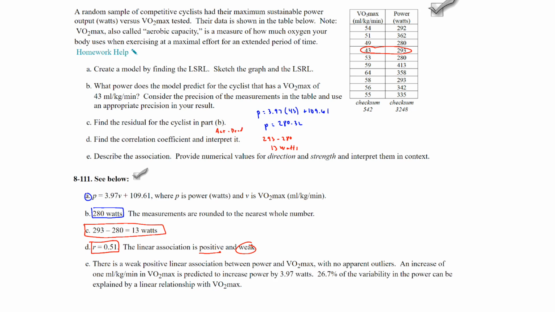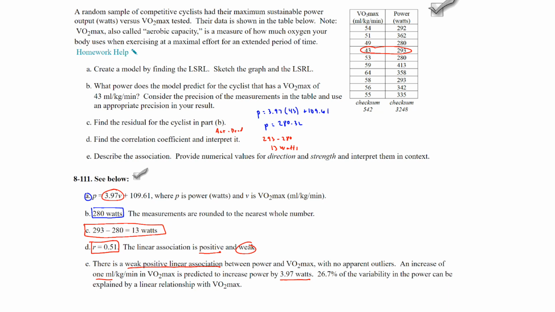And the last question here, part E, says describe the association, provide numerical values for direction and strength, and interpret them in context. So this is the part where you tie everything together that we kind of just looked at. So it says there is a weak positive linear association, which we got from the correlation coefficient, between power and VO2 max with no apparent outliers. An increase of 1, once again that's milliliters, kilograms, and minutes, of VO2 max is predicted to increase power by 3.97 watts. So that specifically comes from your slope of the linear model.